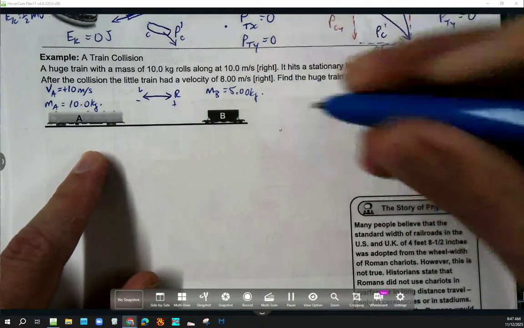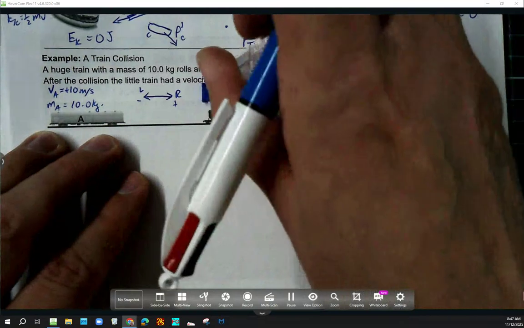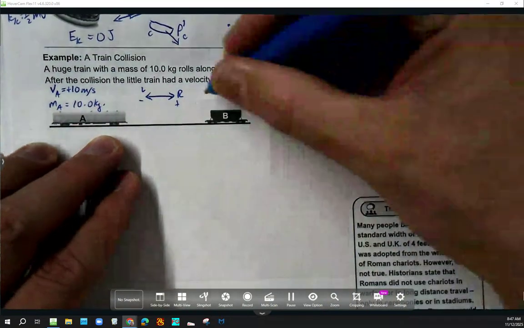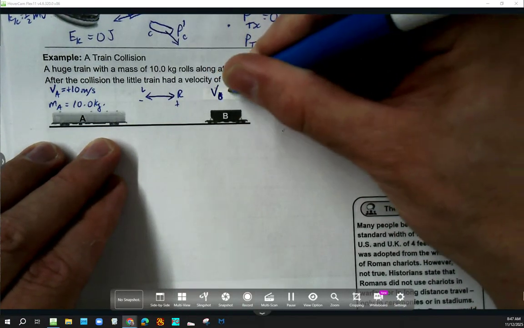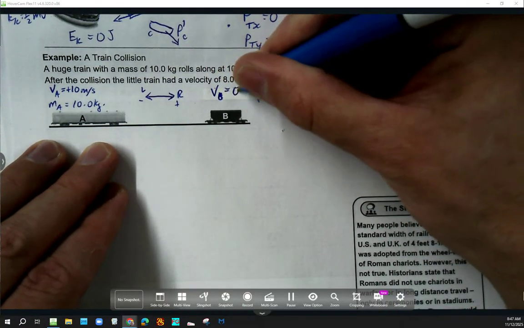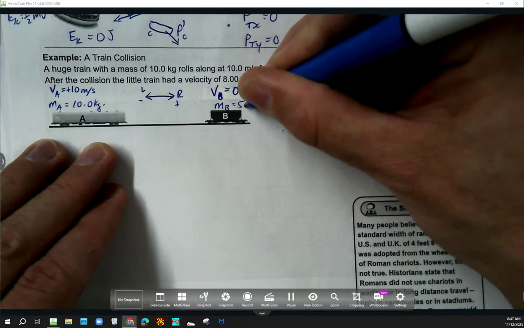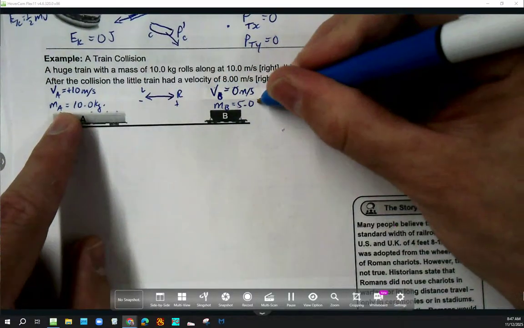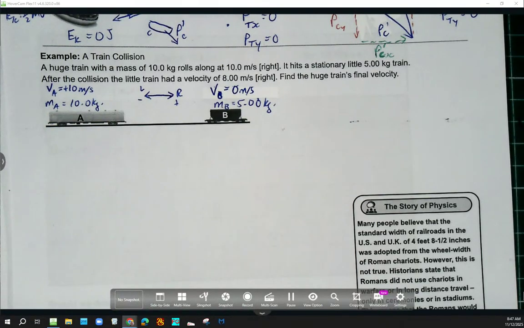And the fact that it's stationary, oh, my need for order in the universe, you don't have to erase this. I've got to write this way just because I need to have the velocity on top. 0 meters per second. Mass B, 5 kilograms. Sorry, I'm just trying to do it in the same order as on the left-hand side. You can judge me, I don't care.